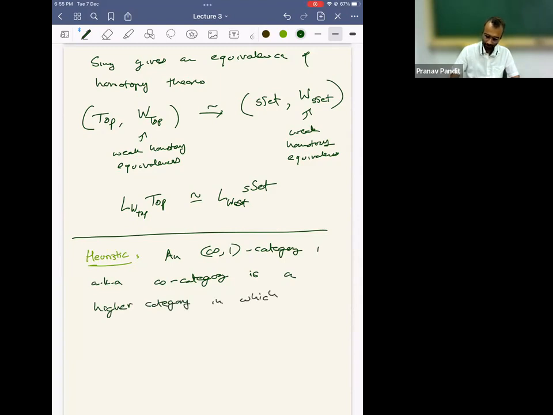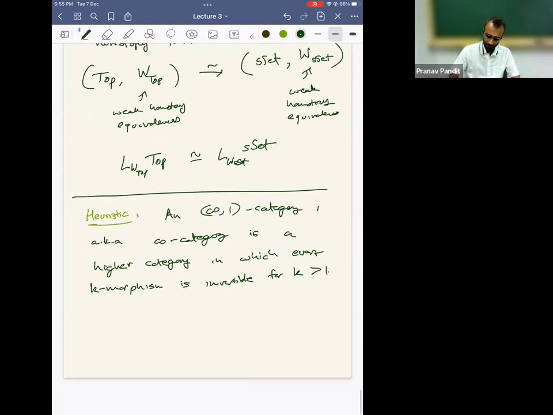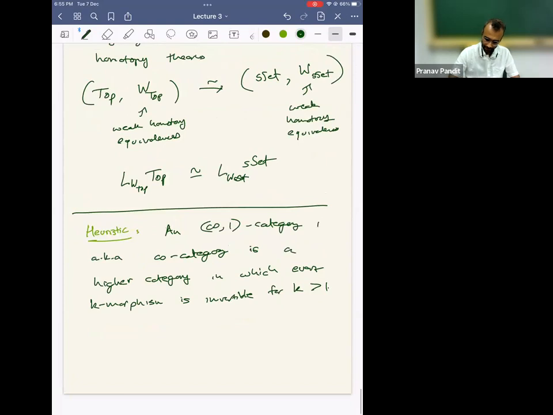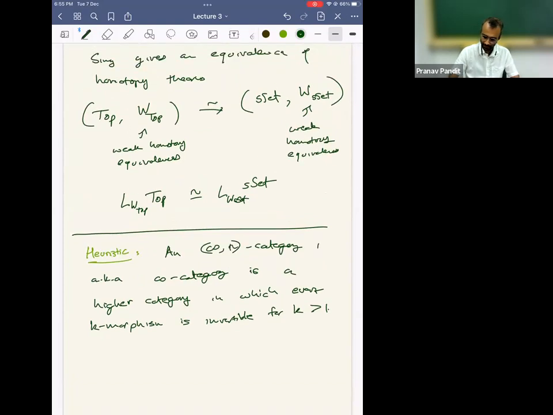So an infinity one category is a higher category in which every k morphism is invertible for k strictly bigger than one, which is equivalent. So I can define this for any n, in fact. An infinity n category is a higher category in which every k morphism is invertible for all k bigger than n.